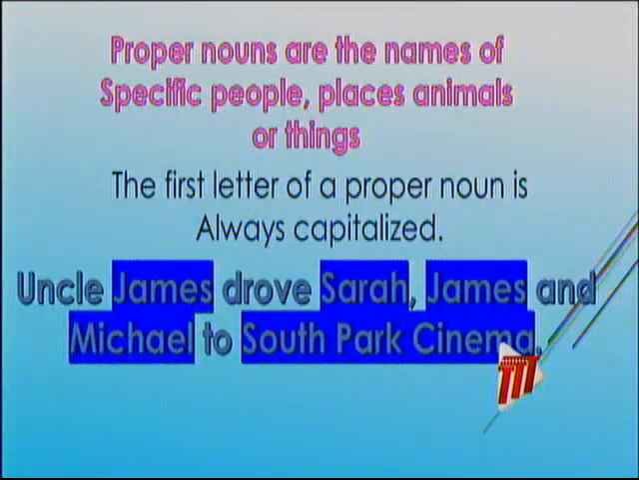So it's the same sentence we're dealing with from before, but this one, instead of having a common noun, we have a specific thing. So we have Uncle James. Instead of just my uncle, we have one specific uncle. So we have, Uncle James drove Sarah, James, and Michael to South Park Cinema. So Sarah might have been the sister that they were talking about before, and James and Michael might be her friends, right? And the cinema that they went to is South Park Cinema.